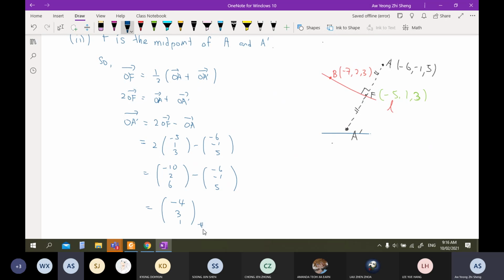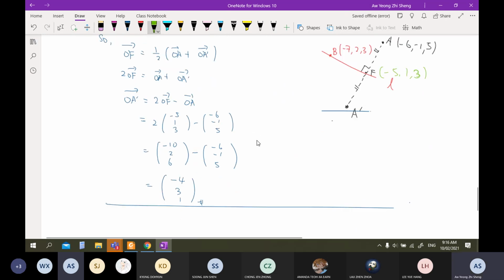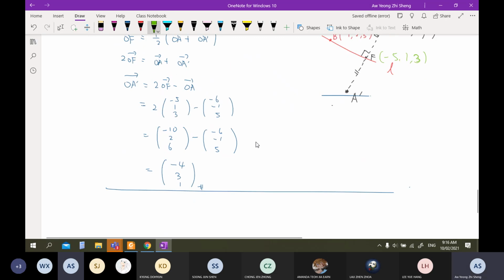And that's it. And this is a position vector of A prime. The answer can be left in vector form because they're asking for a position vector. And if you want to make your answer more complete, of course, at the end you can say position vector of A prime is this, minus 4, 3, 1. But this is optional to write.